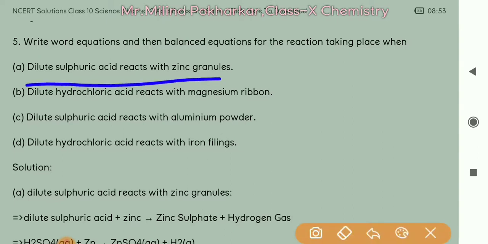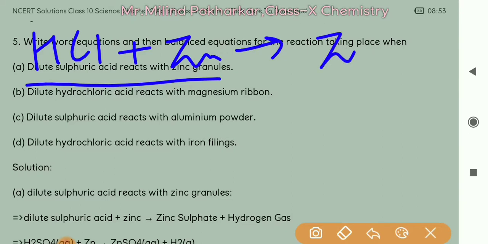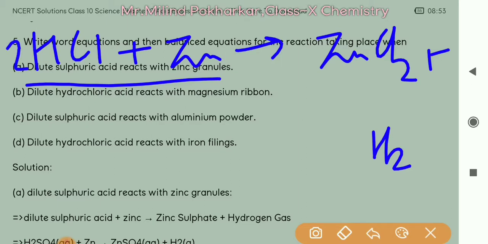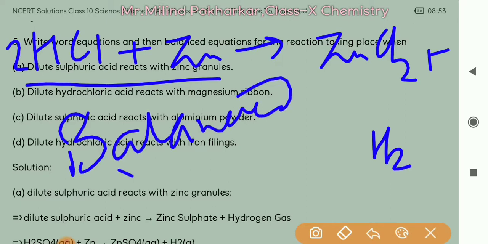Now, dilute sulfuric acid is H2SO4 plus Zn. The products are ZnSO4 plus hydrogen gas. Here there are 2 hydrogens on both sides, so I think it is balanced. This is the balanced equation. Okay, this is how you can balance this reaction.